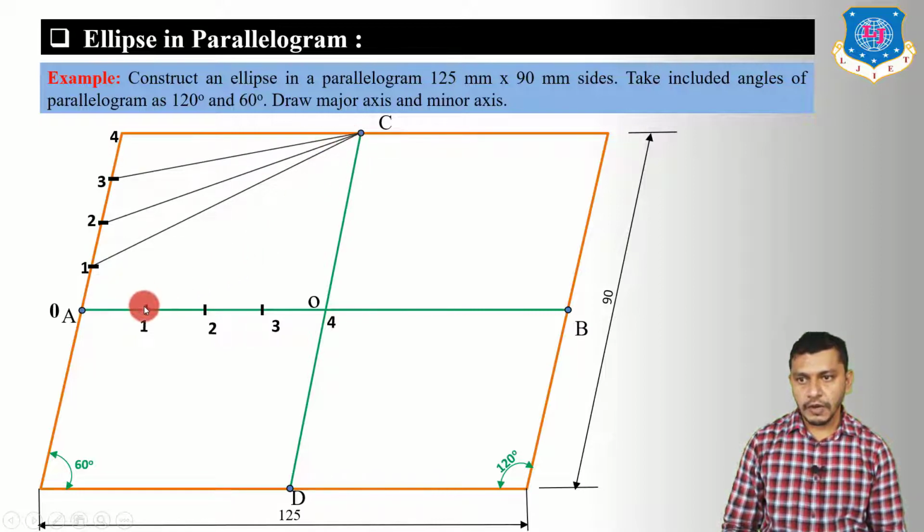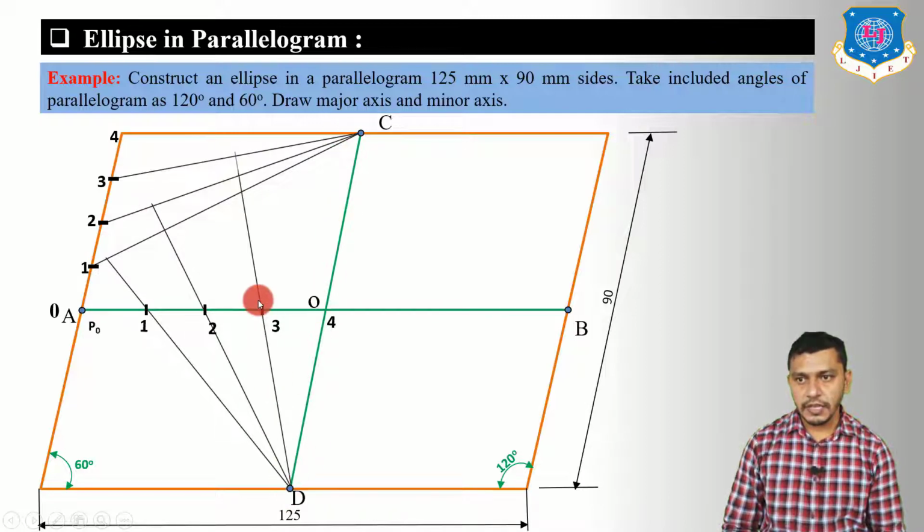Now we have to connect these points 1, 2, 3, 4 to D. So connect this point 1 to D and extend this line to get the intersection point at the line C1. Now connect point 2 to D and extend this line to get the intersection point at the C2 line. Connect D to 3 and extend this line to get the intersection point at the C3 line. Okay, now mark these points P1, P2, P3 and P4. Apply the same method in this quadrant also.